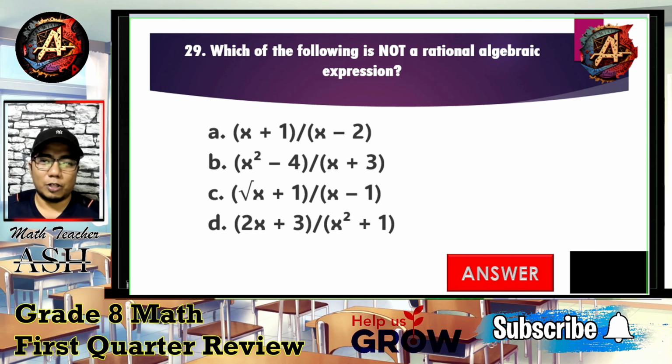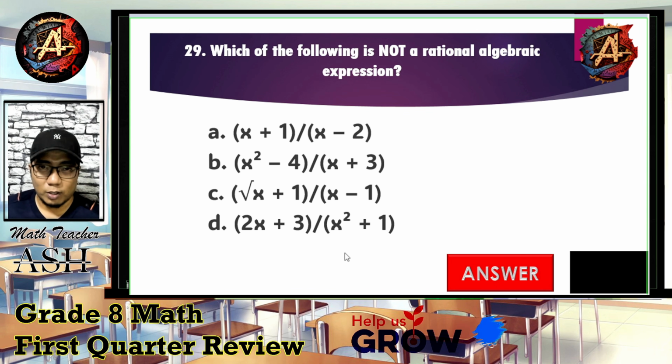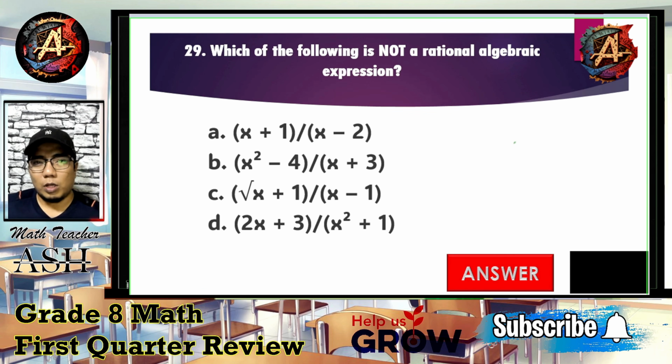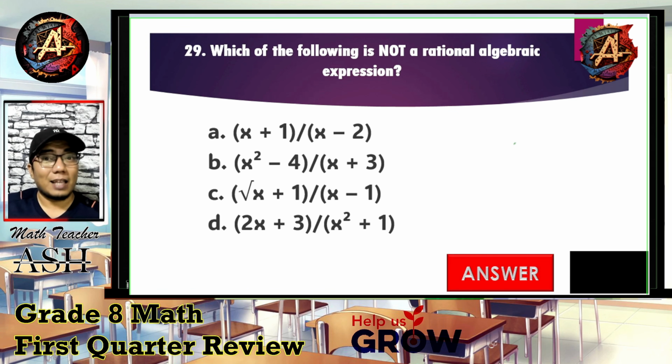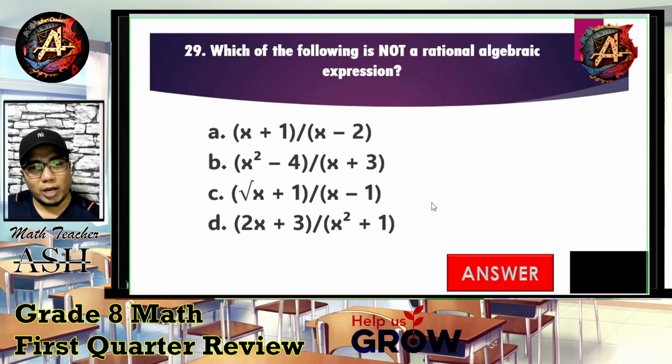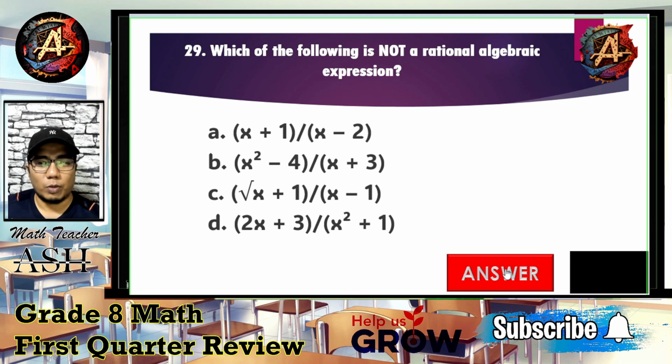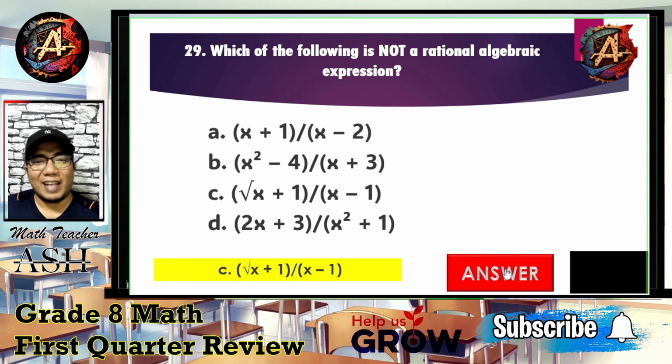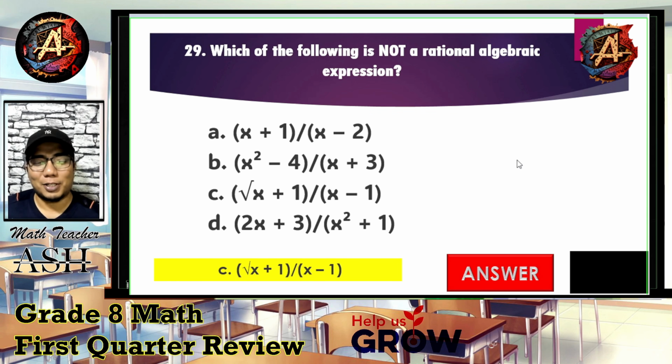Okay, my dear math learners. Now, if we check the numerator and denominator among the given choices, there is only one that differs from them all, and that is a variable inside the radical sign. So that is letter C. Therefore, letter C here is not a rational algebraic expression. Let's check whether we are correct. All right. Now let us go to question number 30.